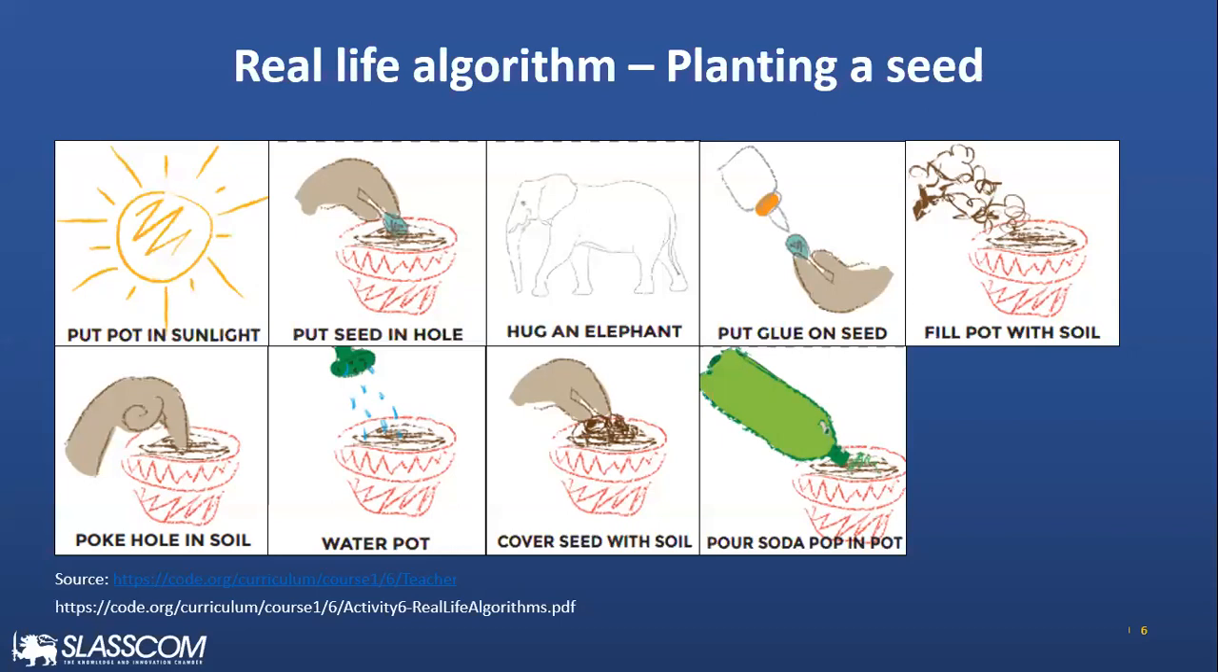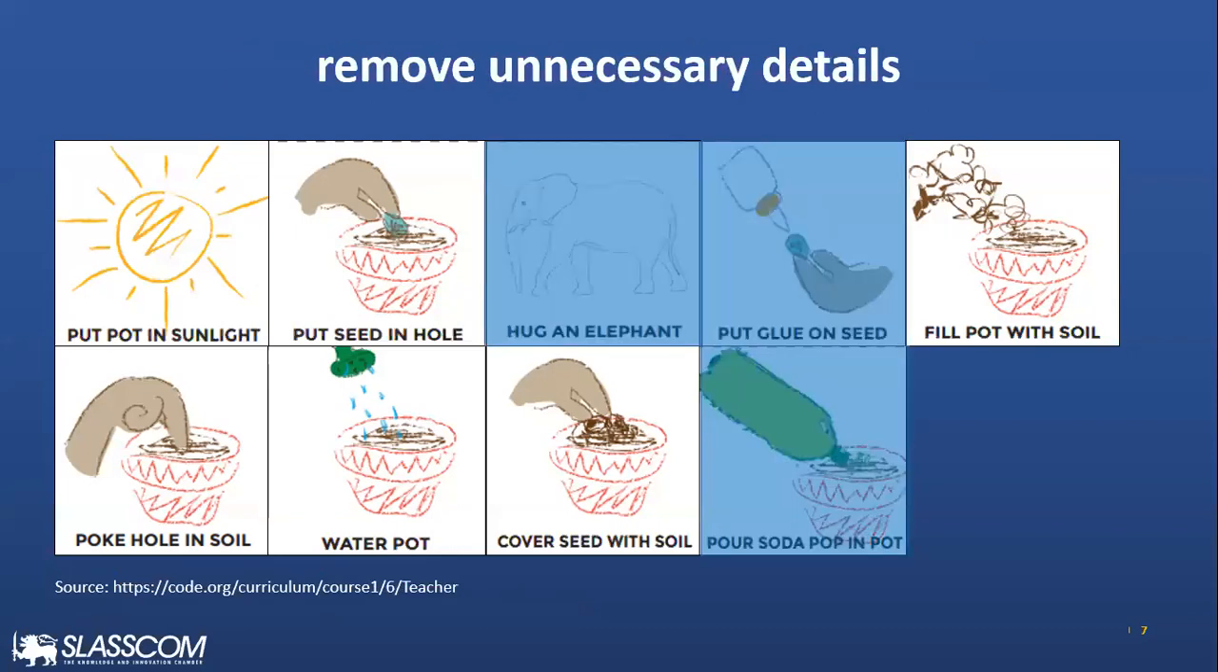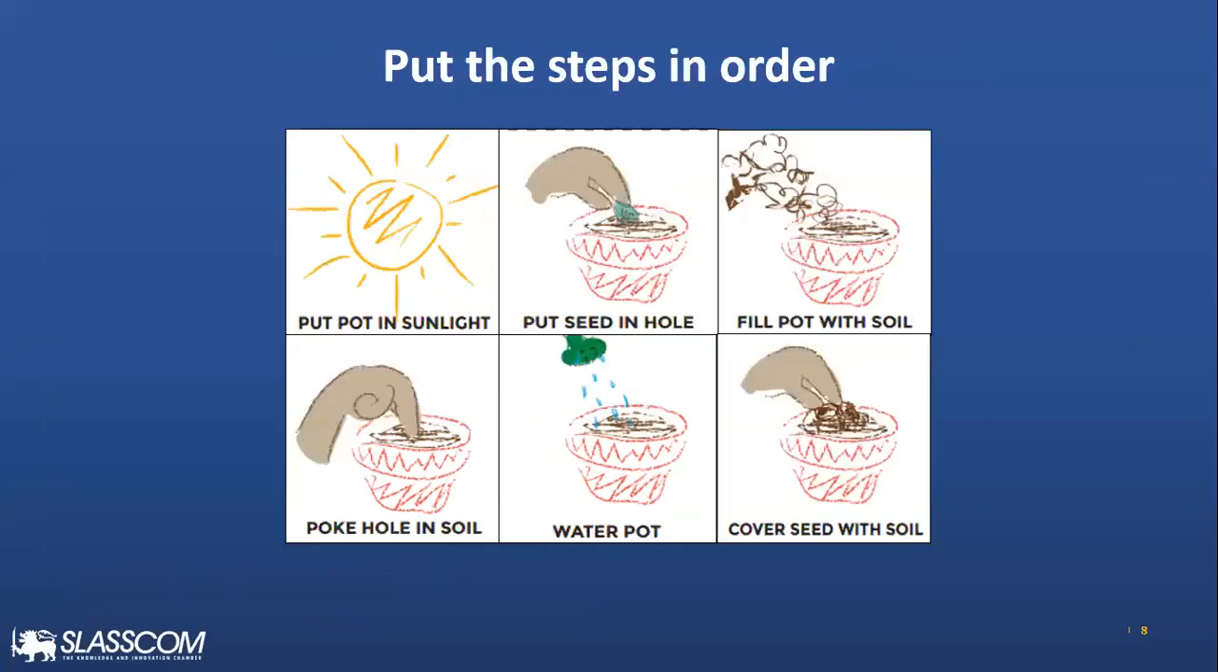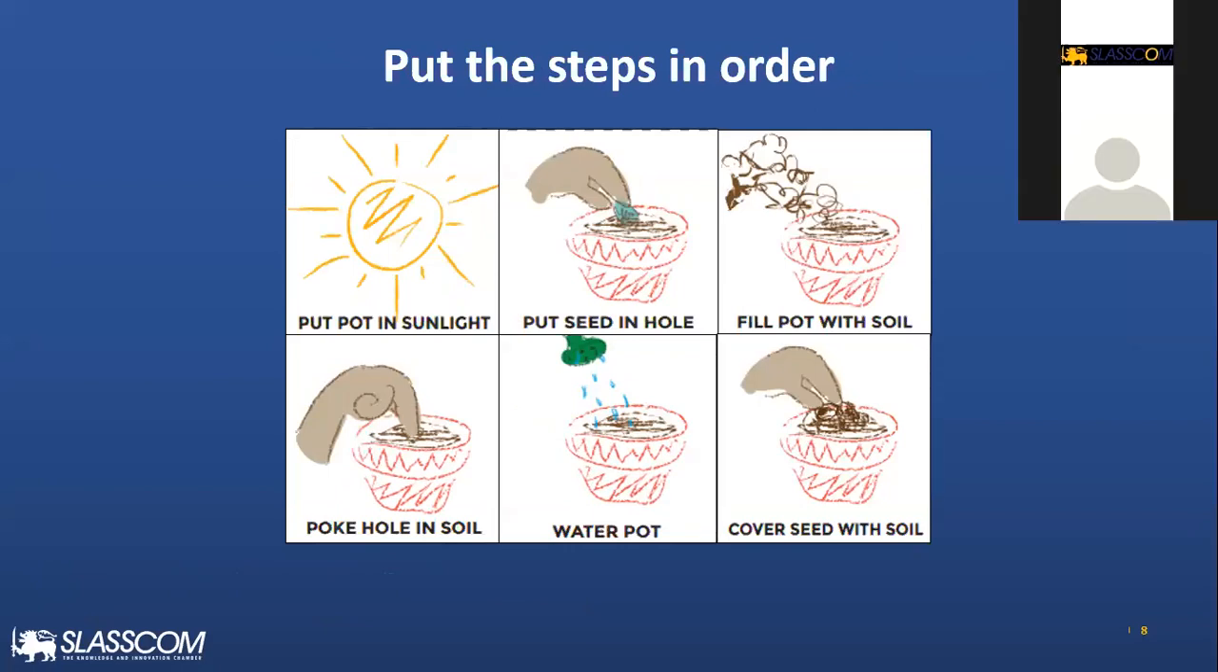So we will remove these unnecessary steps. We'll actually gray them out. These are the steps which are not needed. So we have to remove the unnecessary details, right? And now we have come across the necessary details. Can you think of putting them together? Just think of putting them together.